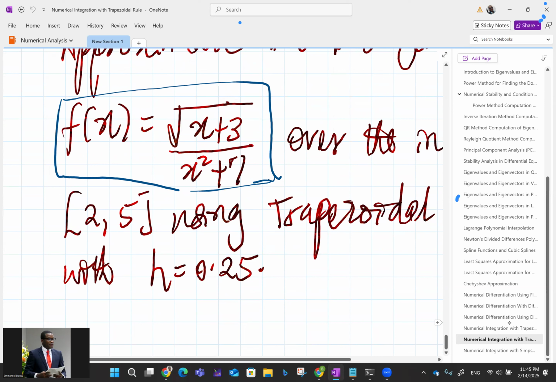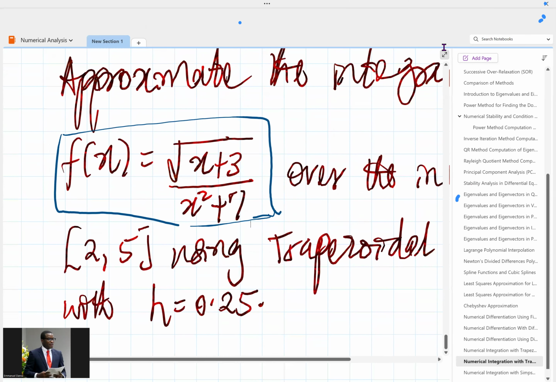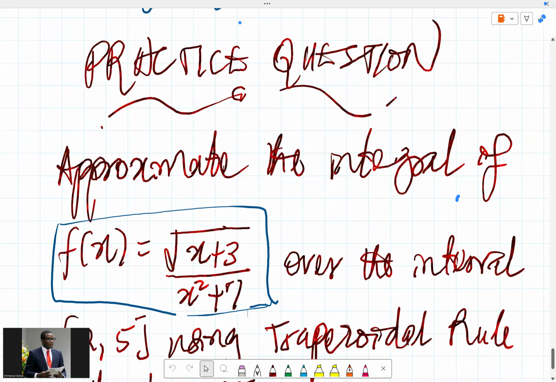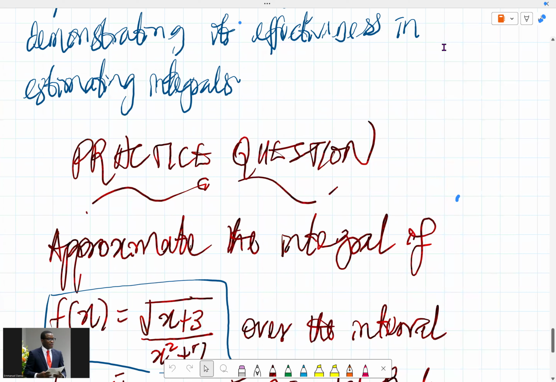f of x equals root x plus 3 over x squared plus 7. Let me just project this so I don't have to go back there. So it's a practice question for sure, although this is now under Simpson's rule.